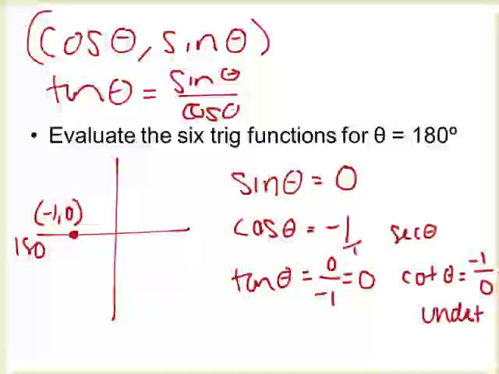One over 1 flips over, so that's 1 over negative 1, still negative 1. When I flip over the 0 of tangent, I got undefined. When I flip over the 0 of sine, I will also get undefined. Whenever you flip over a 0, undefined.